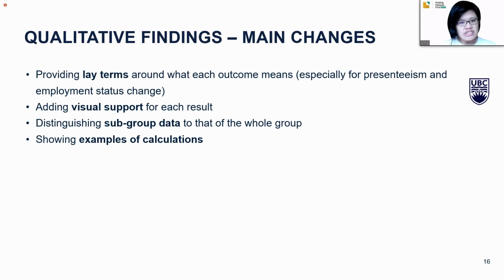Some of the main changes that we applied following the qualitative interviews include, first, providing lay terms of what each work productivity outcome meant. This was especially stressed for presenteeism and employment status changes. Second, adding visual support for each result. Third, making it clear when we're reporting a result for the group affected by the outcome versus that of the whole group. Fourth, when reporting results in terms of cost, we provided examples of calculations.